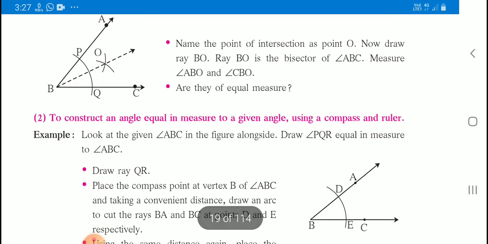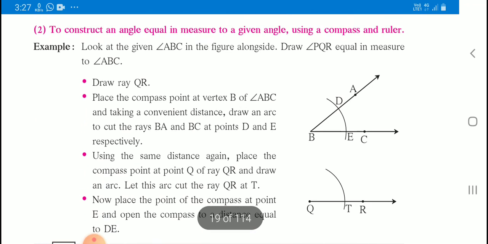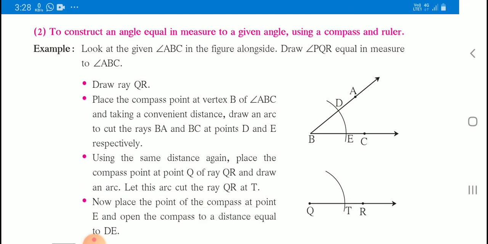Now the next construction is to construct an angle equal in measure to a given angle using a compass and ruler. First of all, write the example from your book. Look at the given angle ABC in the figure alongside. Draw angle PQR equal in measure to angle ABC. For that, there is no need to take any measurement of the angle. You just have to draw any angle.